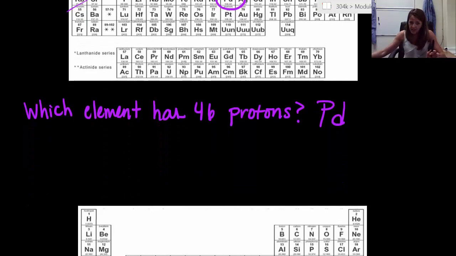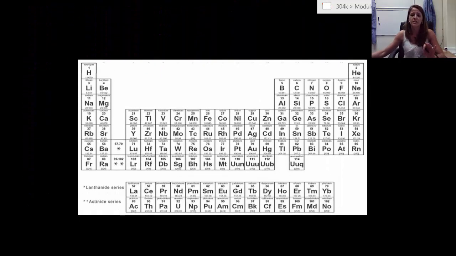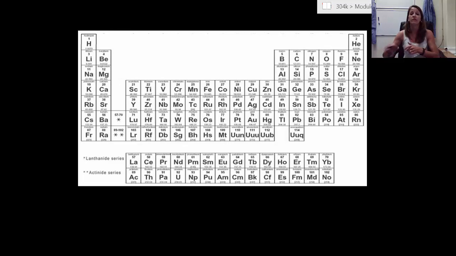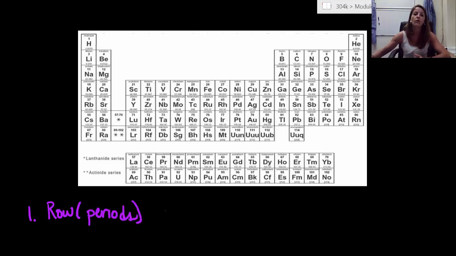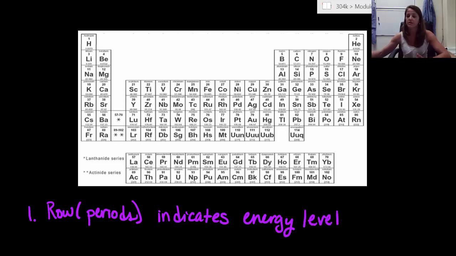Now that we've defined an atomic number, though, I want to go back to the periodic table and point out two very, very important things. So the first thing I want to talk about is rows, which we also know are called periods. Your row or your period indicates your energy level. And now I'm going to tell you something else.